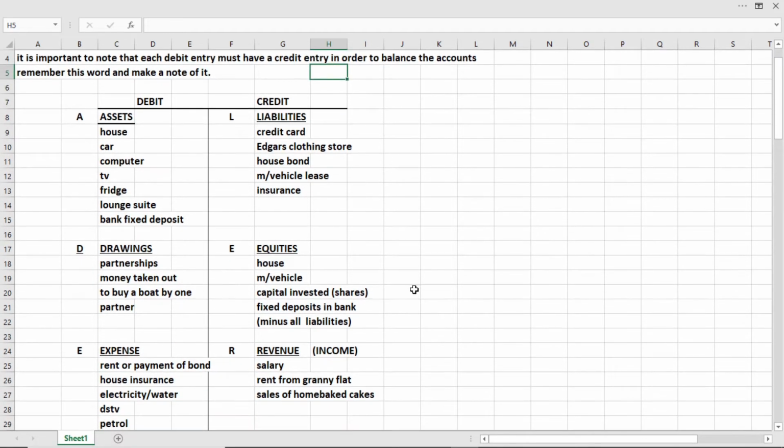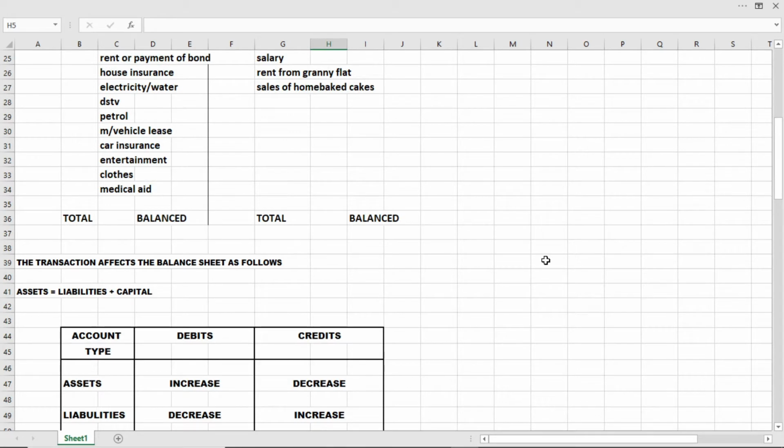Then on the credit side, we have our liabilities: credit card, Edgars clothing store, house bond, motor vehicle lease, insurance, all that stuff. And then your equities: house, vehicle, capital invested, shares, fixed deposit and bank, minus all liabilities. And then your revenue, income: salary, rent from granny flats, sales of home baked cakes. All right, so everything must balance on the credit and the debit. The totals must be balanced. They must be equal to each other.